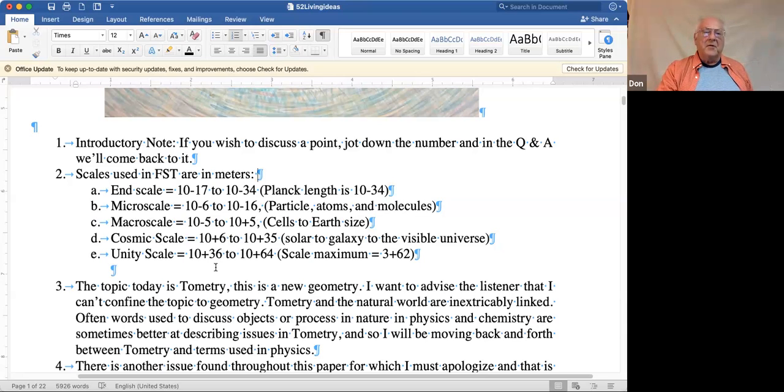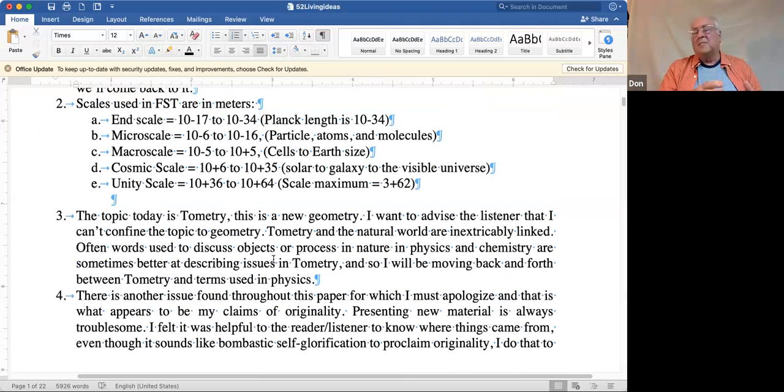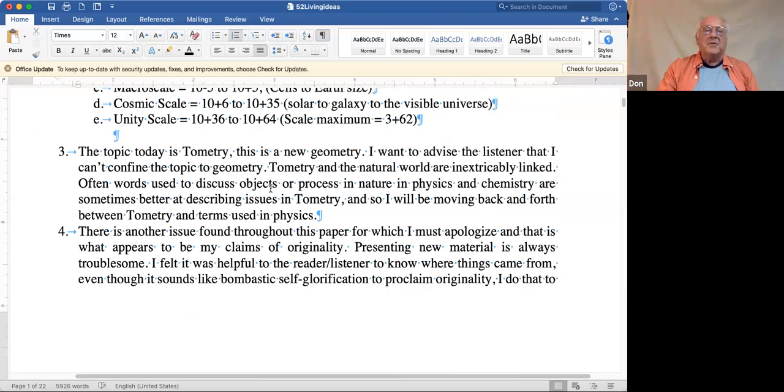And then unity scale, this is sort of my idea here. I haven't run across this anywhere, but I like it. It's 10 to the 36 to 10 to the 64th. Because not only is there a minimum energy event in our universe, I believe there's also a maximum energy event, and that's 10 to the 64th power. Okay, so those are scales.